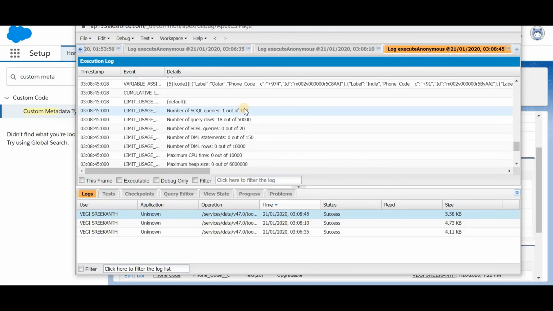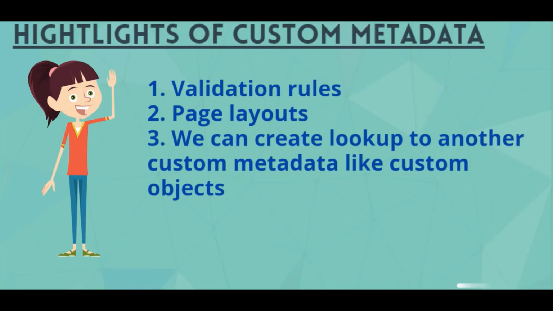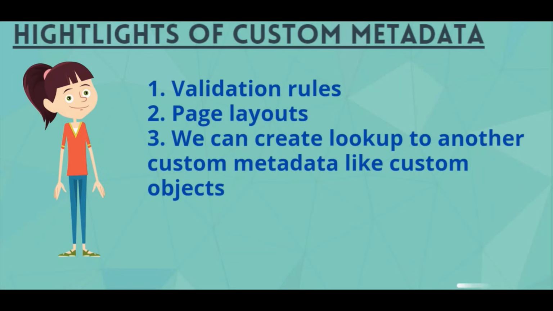This is how you can query your metadata from your Apex. So whenever you use metadata, don't worry about SOQL. It's not at all counting. I hope this is clear. So, highlights of the custom metadata. We can use validation rules on custom metadata. In custom settings, we cannot add validation rules or page layouts. So we have the privilege of adding validation rules and page layouts in custom metadata like we have in custom objects. Now, we can create lookups to another custom metadata.